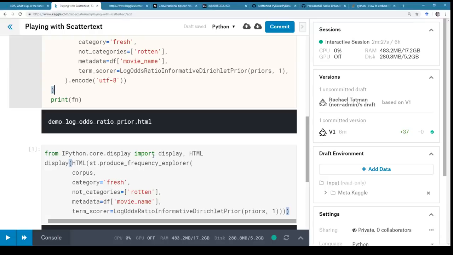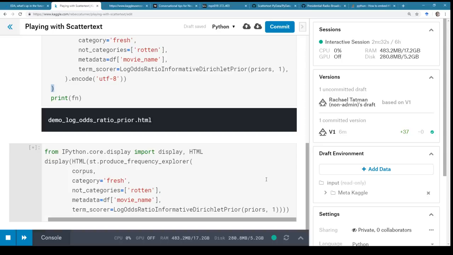Ryan says, if it kills the kernel, I am not liable. I know what I did. It's containerized. It's fine.